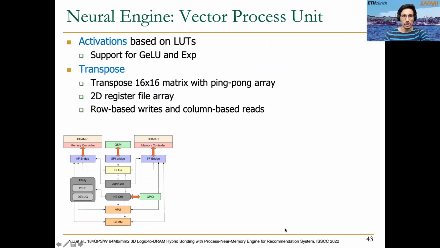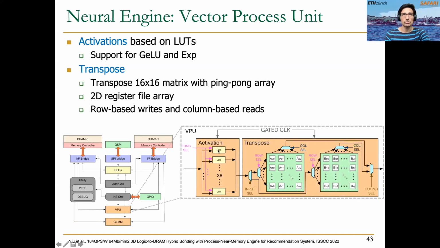Let's talk about them. The first of them is this vector process unit. In this vector process unit, observe that there are 2 separate parts. One of them is focused on calculating activations. It's based on lookup tables, as you can see in the figure, and it has support for GLU and also for exponent. The second unit here is for transposition. It's composed of these 2-dimensional arrays of registers, and performs a transposition of a 16 by 16 matrix in this ping pong array.